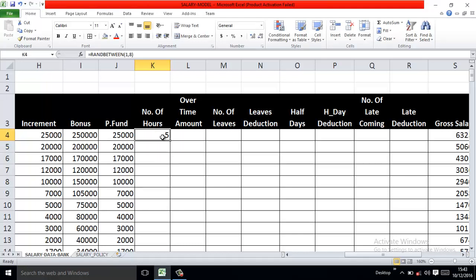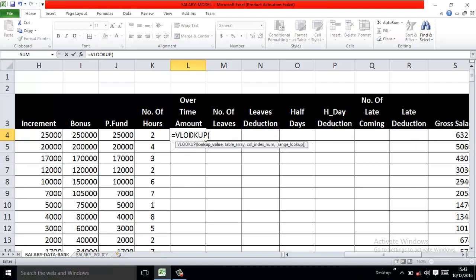So randomly generated, we did it. Now we are going to calculate the amount for this. We use the VLOOKUP formula again for the same.